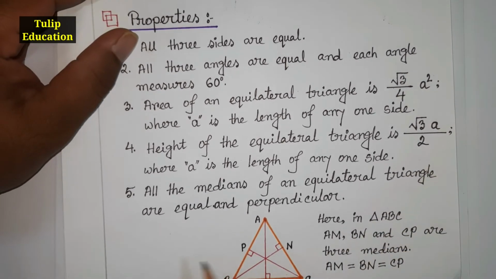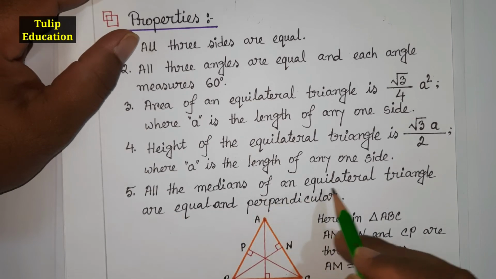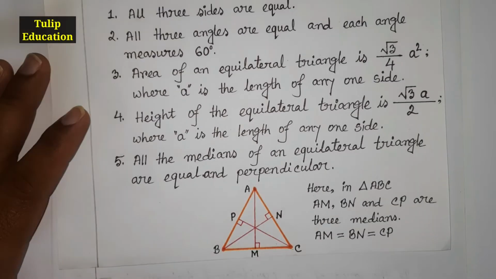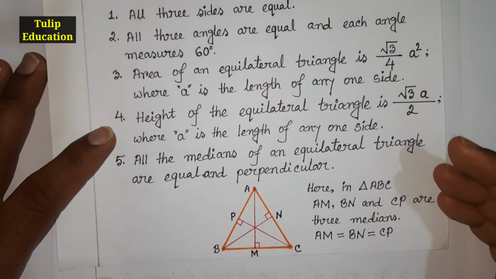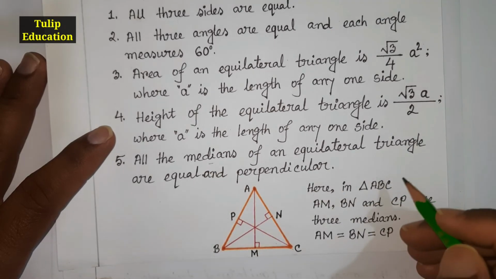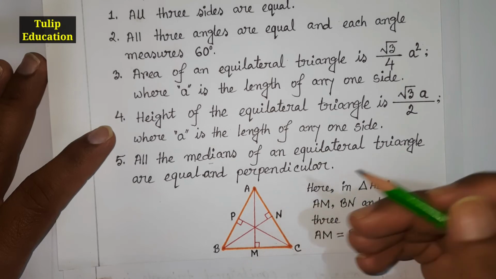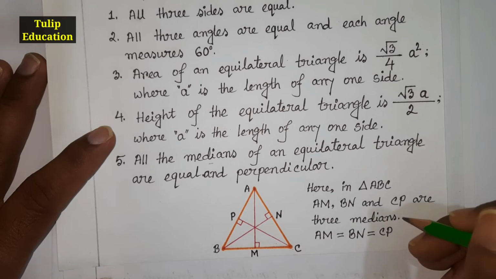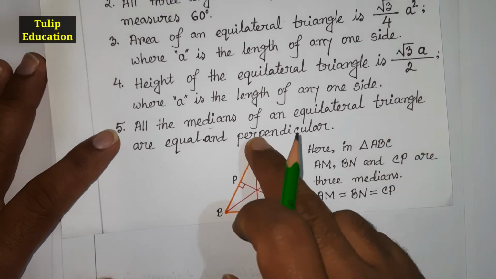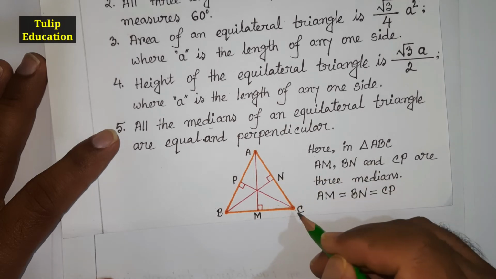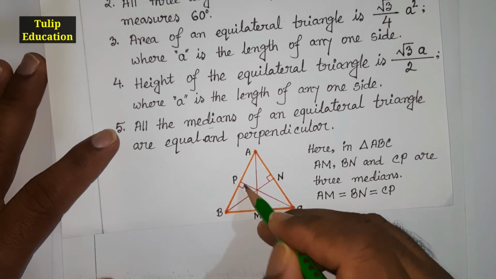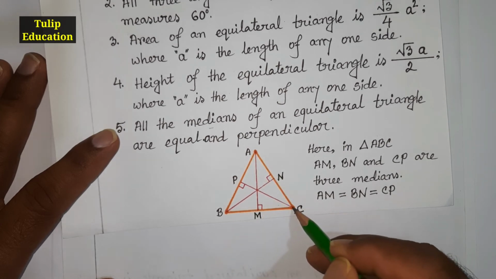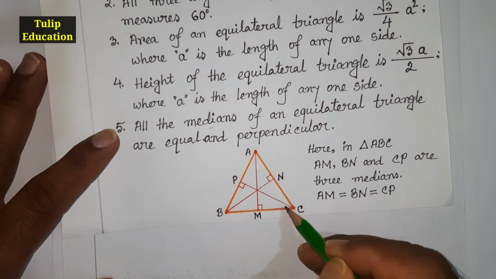Then finally, number five, all the medians of an equilateral triangle are equal and perpendicular. So I am going to help you to understand what is median. In geometry, a median of a triangle is a line segment joining a vertex to the midpoint of the opposite side. That means, in this triangle, this is a vertex and P is the midpoint of AB. So when we join C to P, this will be our median.